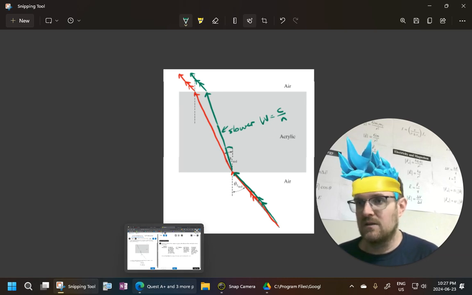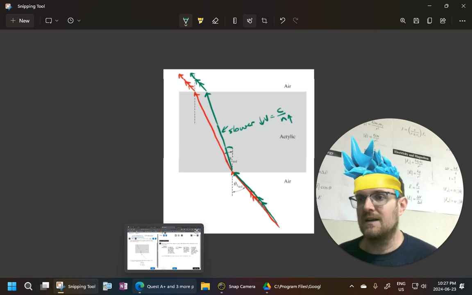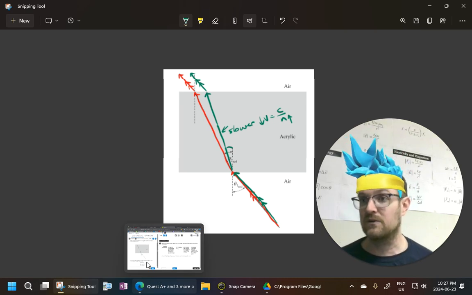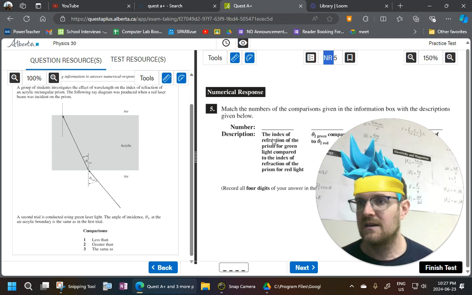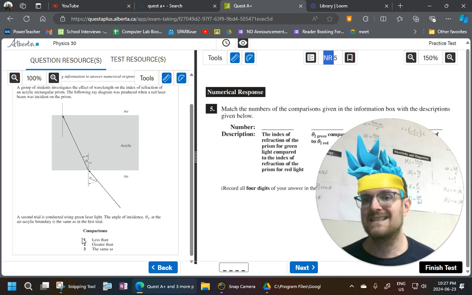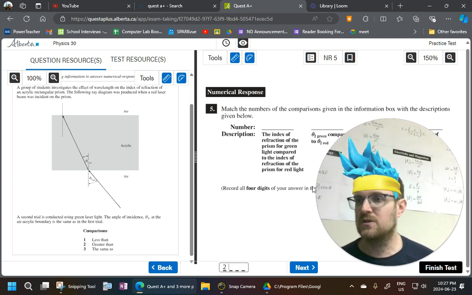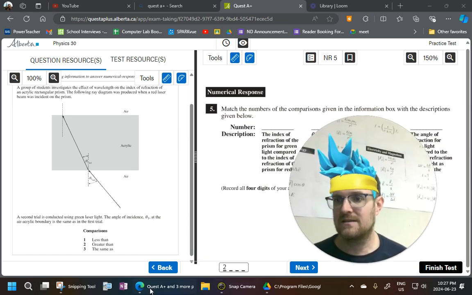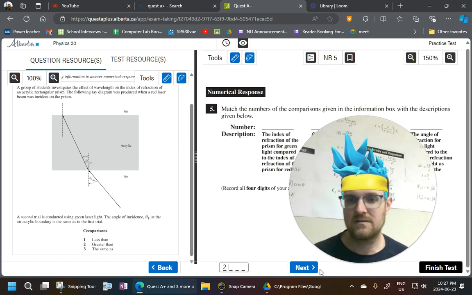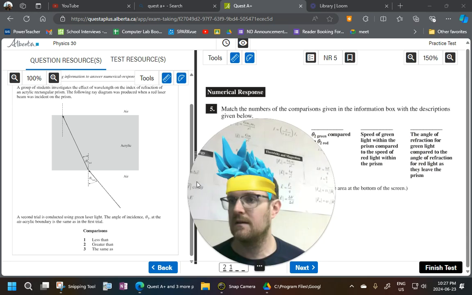If I want this to be lower, this has got to be a higher number, so I have to have a higher index of refraction. Okay, so let's see if I can use that information to do this. The index of refraction of the green light compared to the red light is higher. It's greater than, so that's 2. The angle of green is going to be less than. You can see in my picture it's going to be less than, so less than 1.